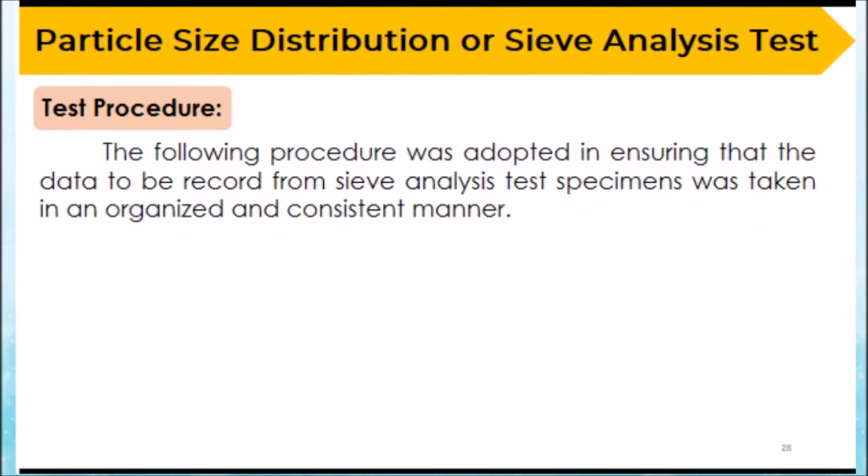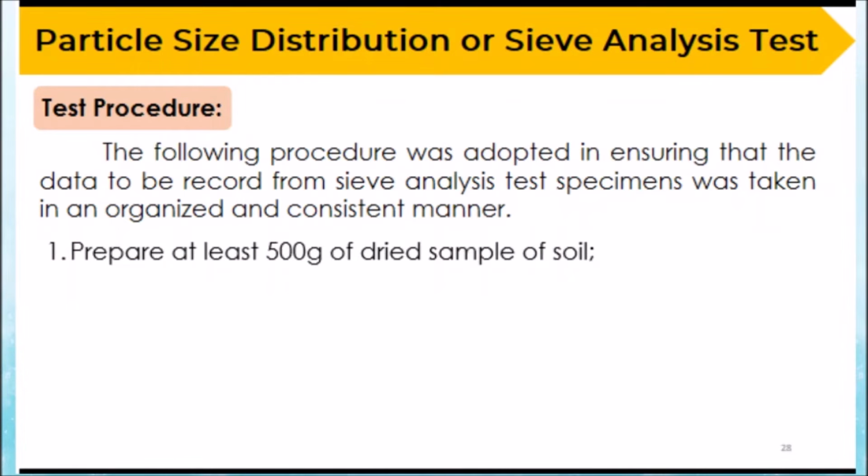Now let's have the test procedure. The following procedure was adopted in ensuring that the data to be recorded from sieve analysis test specimen was taken in an organized and consistent manner. First is to prepare at least 500 grams of dried sample of soil.